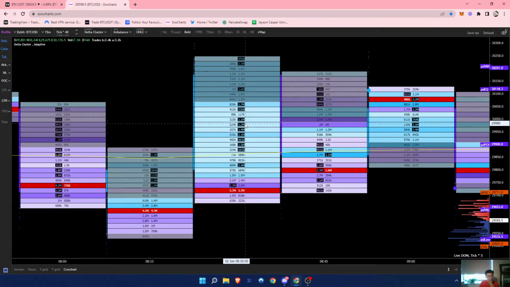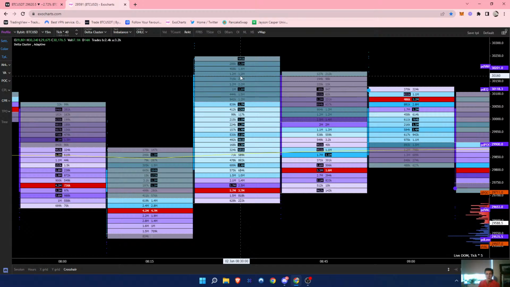I think I have it set on a 250% difference between a buyer or seller. So again, when there's a 250% difference or more between the buyers or sellers, it will just highlight it. And this is what I call, quote unquote, an imbalance.